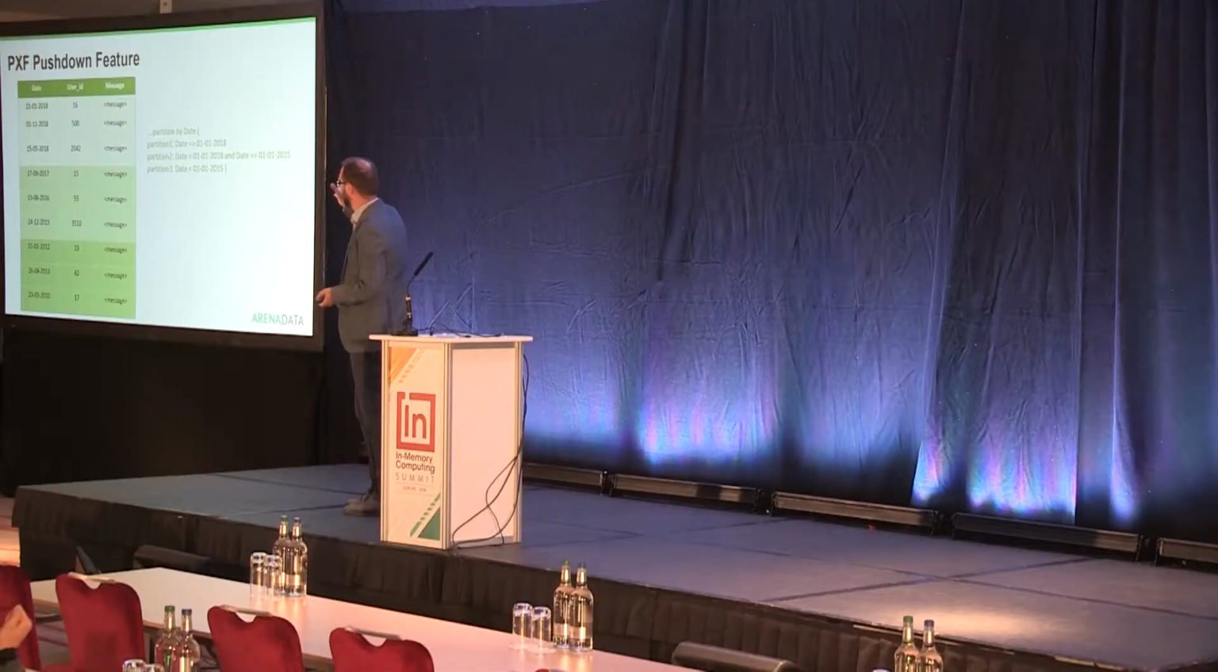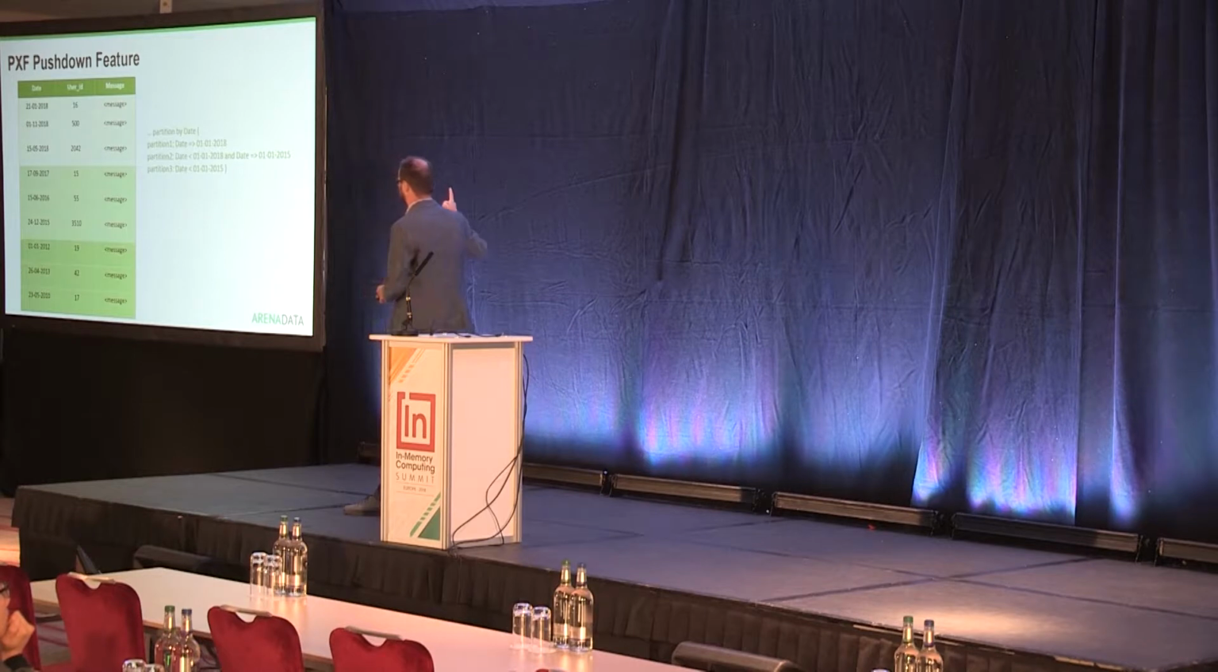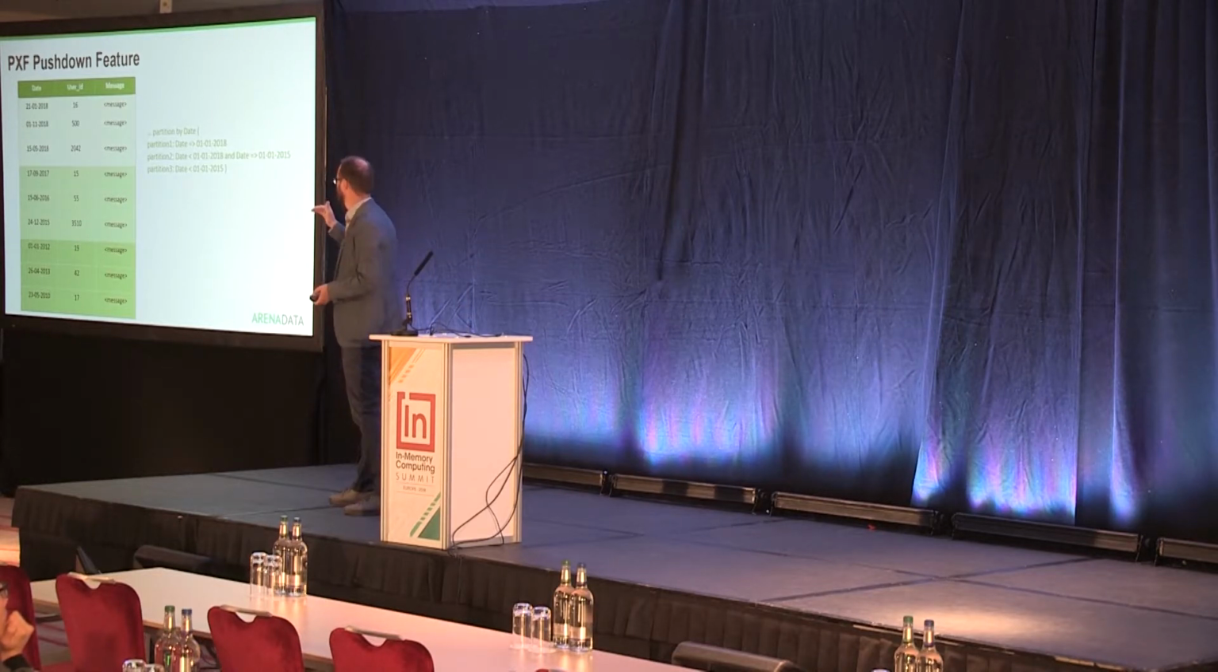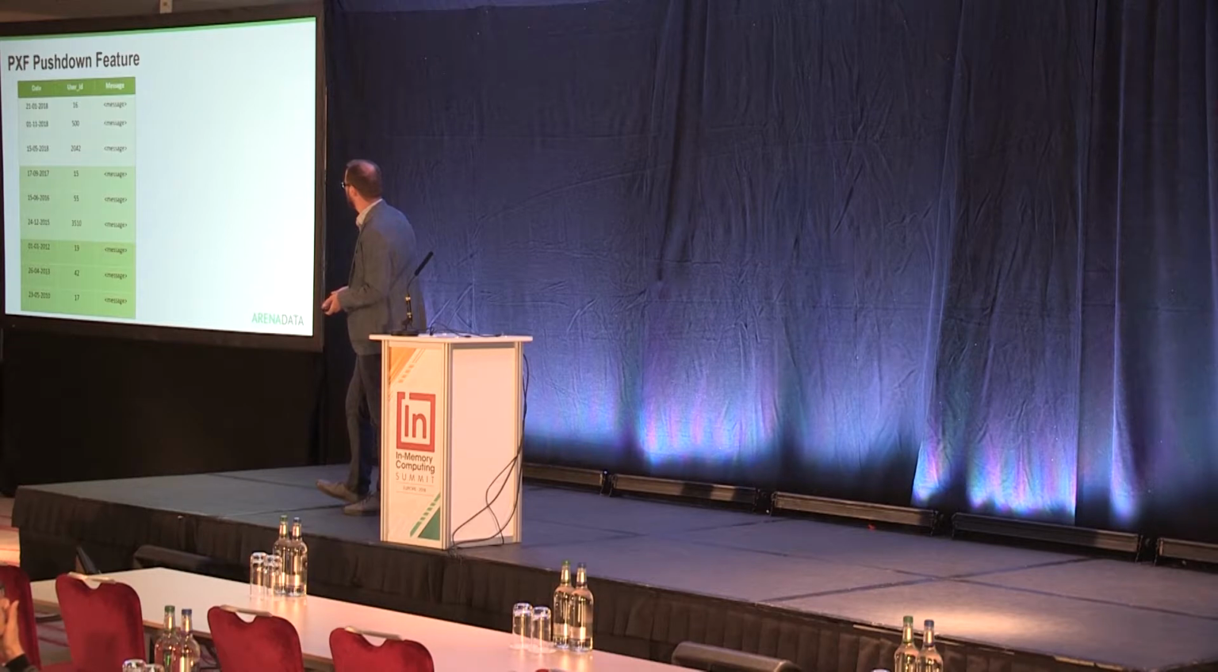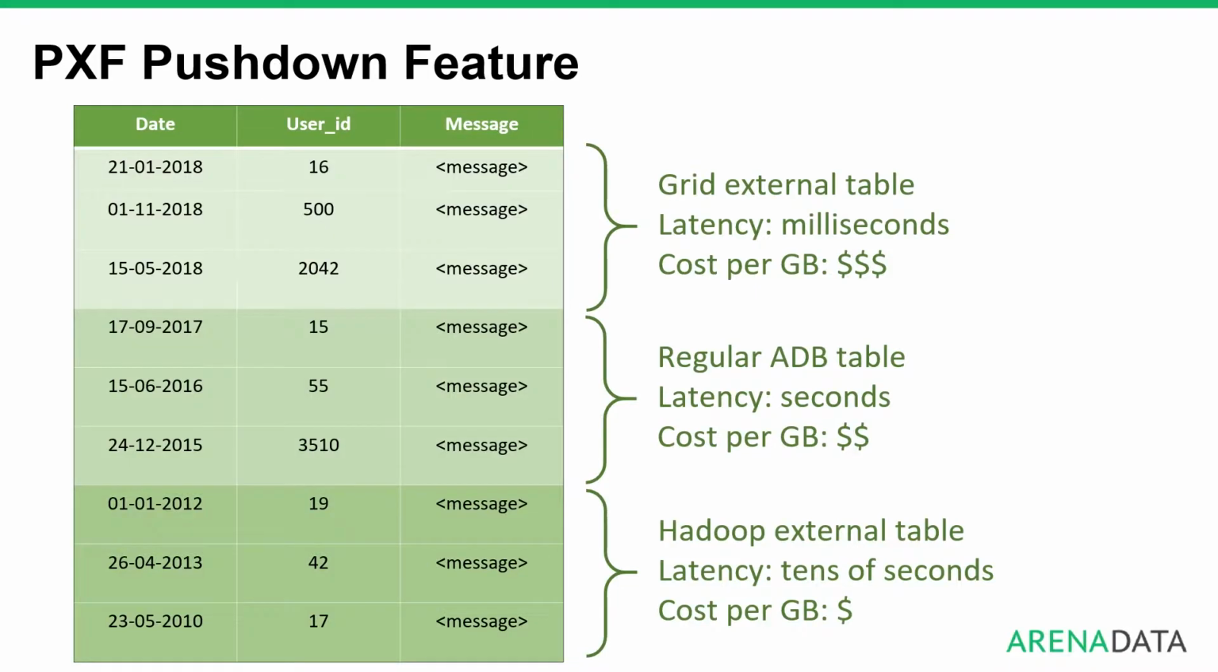And how it works. For example, here is a very simple table. As you can see here, there are three partitions. The first partition is by date: it's more than January 2018. The second partition is between January 2018 and January 2015, and the last partition is less than January 2015. So when we do this, it's a very simple idea behind it.